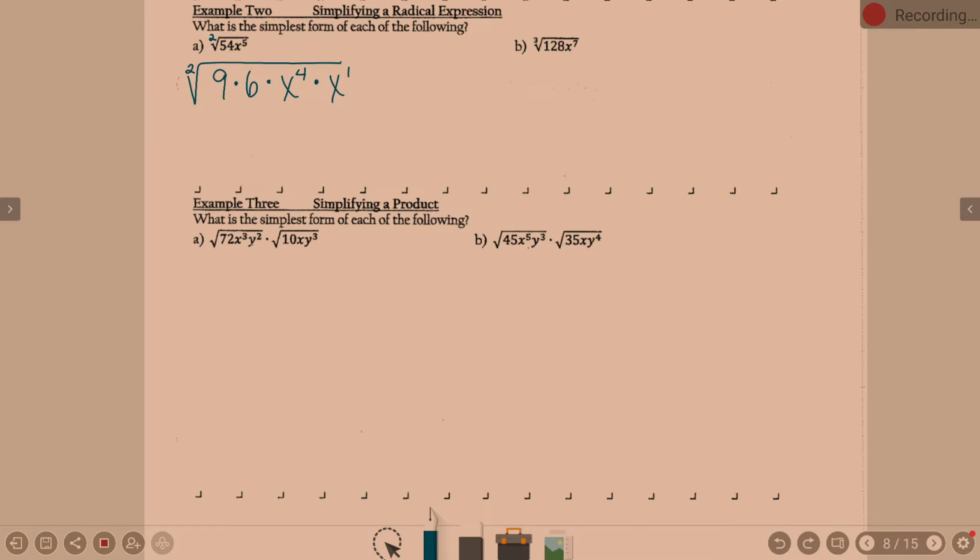Okay? Square root of 9. Do we know it? 3. It's 3. So my 3 is going to go out front. It's no longer under the radical. It is just a whole number 3. Square root of 6. Do you know it? Square root of 6 is a decimal, right? So 6 is going to stay under the square root. Okay?